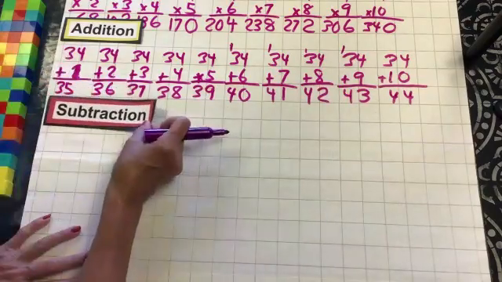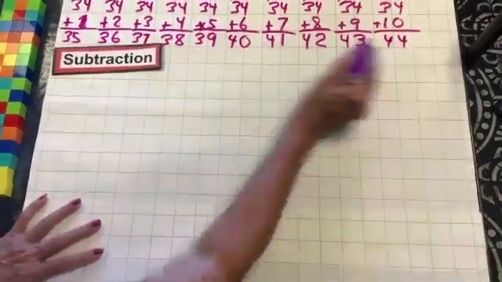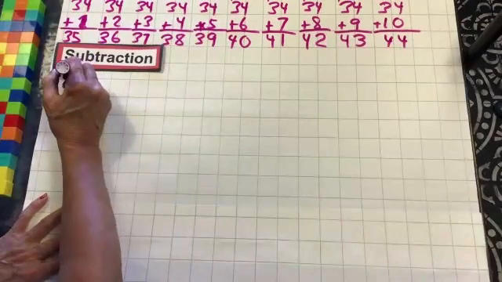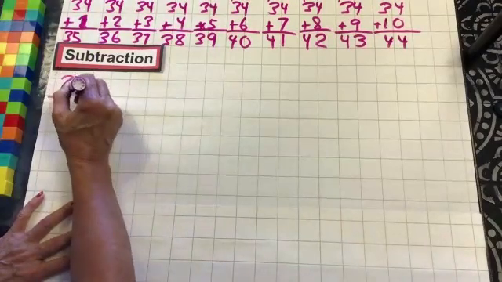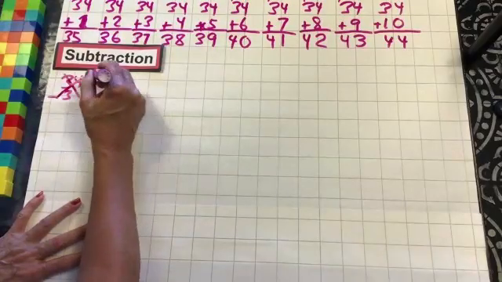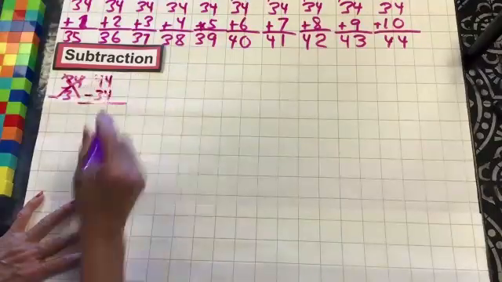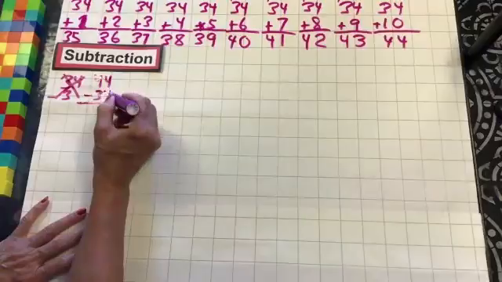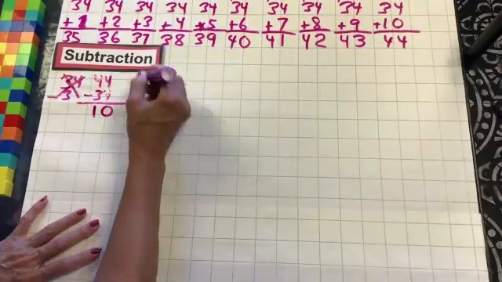Let's go for subtraction. So I'll move my paper up so we can see it. We're going to start with the 34 over here. And we're going to write 34 minus 44. Let's X that out. Wrong. 44 minus 34. Okay. So 4 minus 4 is 0. 4 minus 3 is 1. All right.